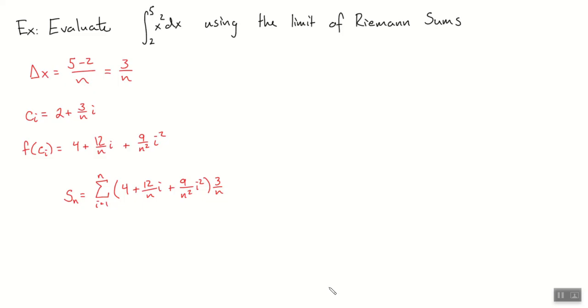The freshman part of it comes from this expression, 100%. It is natural when you see 2 plus 3 over n i, squared, that you want to just square both parts. But let's not fall for that trap. We have to actually multiply it. At this point, I've identified the 3 things that you guys told me. Here's delta x, c sub i, and f of c sub i. And then right here is S sub n. This is the actual summation.